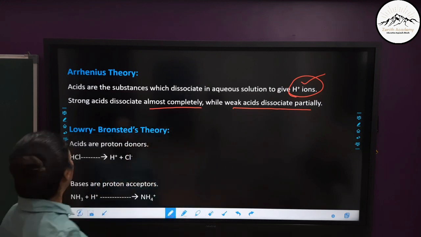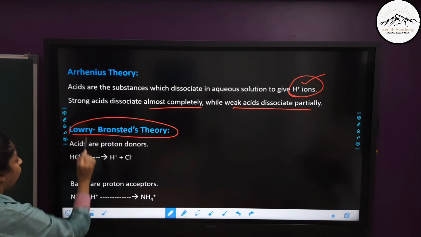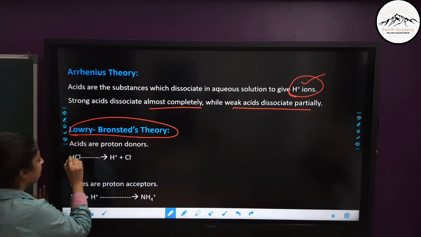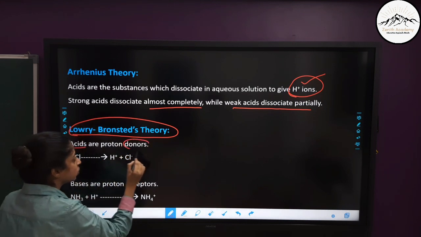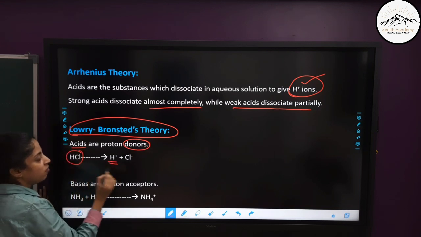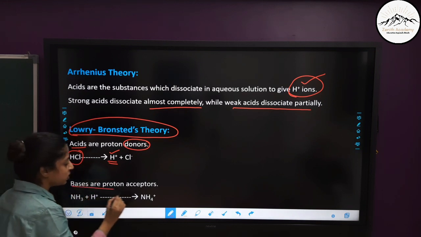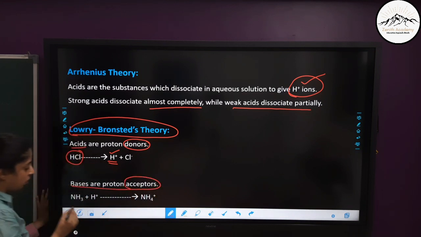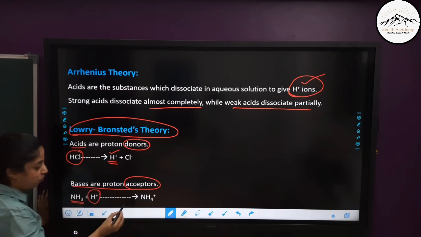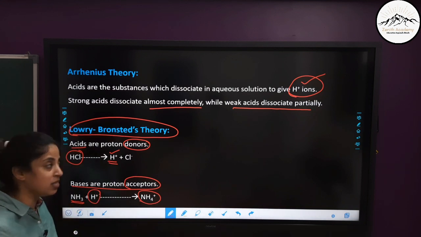This we already know. Now there was another theory, Lowry-Bronsted theory. What did they say? That acids are proton donors. What is a proton? H plus. So HCl gave away this H plus, so it is an acid. And they said that bases are proton acceptors. So here you can see that NH3 is accepting this H plus and forming ammonium ion, NH4 plus ion. That is why ammonia is a base.